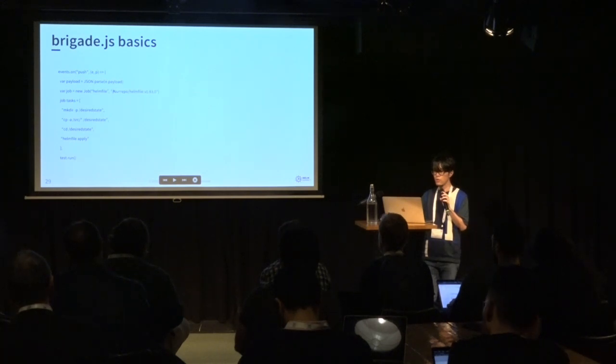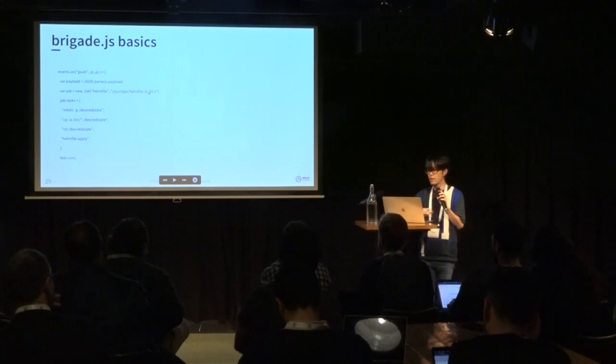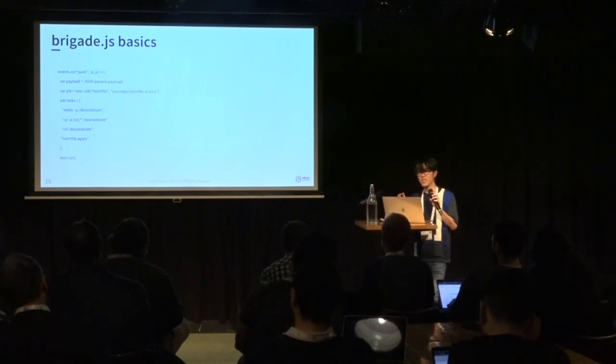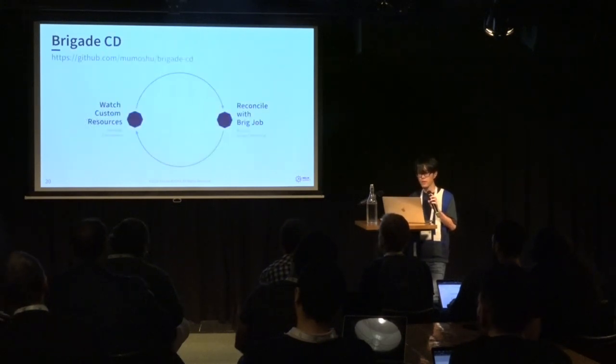In the third line, urepo helmfile v0.83.0. This is a Docker image you will be running in your Kubernetes pod, and you'll be running this sequence of shell script: make dir, cp, cd, and finally helmfile apply command. Okay.